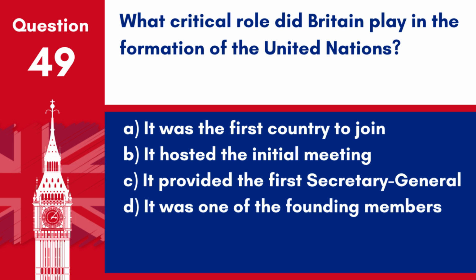What critical role did Britain play in the formation of the United Nations? A. It was the first country to join. B. It hosted the initial meeting. C. It provided the first Secretary General. D. It was one of the founding members. Answer: D. It was one of the founding members. Britain played a critical role in the formation of the United Nations as one of its founding members.